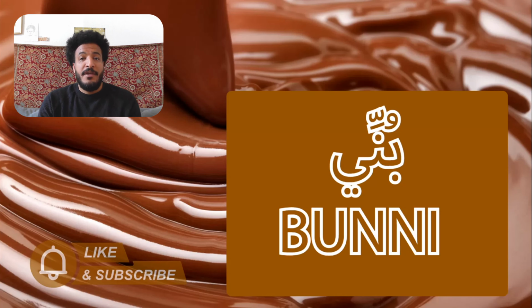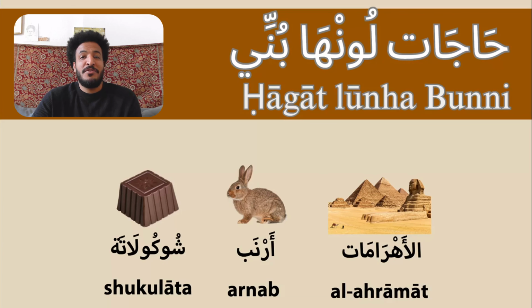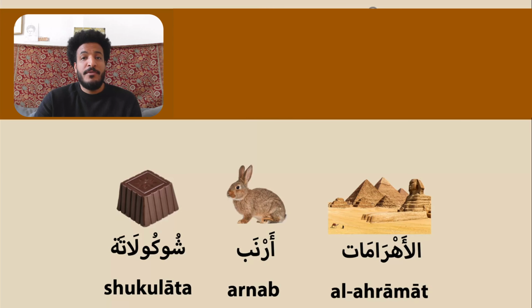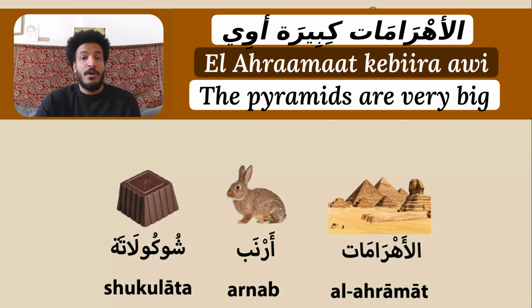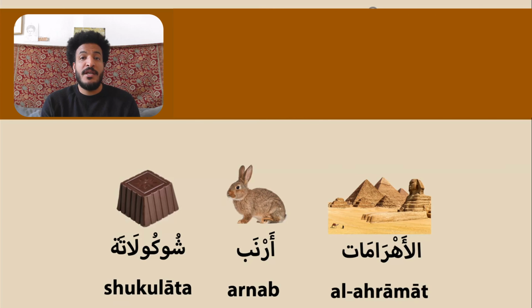And the next color we have here is bunni. Bunni is brown. And one of the most famous Egyptian brown color things, if you would call it brown, is the pyramid. So to make a sentence for the pyramids, we would say الأهرامات, the pyramids, الأهرامات كبيرة أوي. And to say I saw the pyramids in Egypt, you would say أنا شفت الأهرامات في مصر.